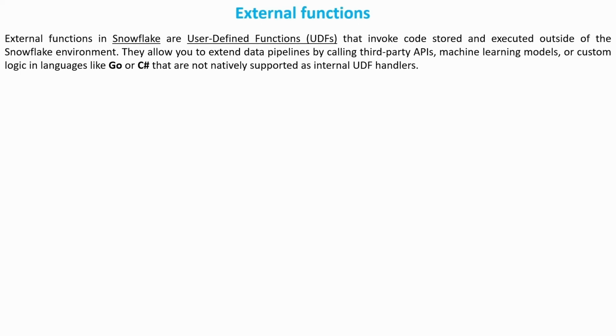Let's now discuss external functions. External functions in Snowflake are user-defined functions that invoke code stored and executed outside of the Snowflake environment. They allow you to extend data pipelines by calling third-party APIs, machine learning models, or custom logic in languages like Go, C# that are not natively supported as internal UDF handlers.